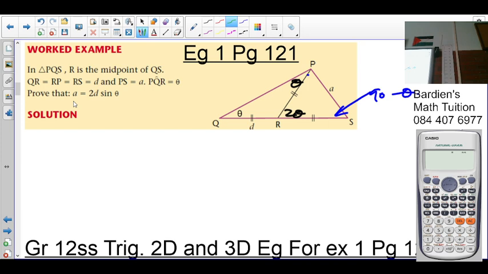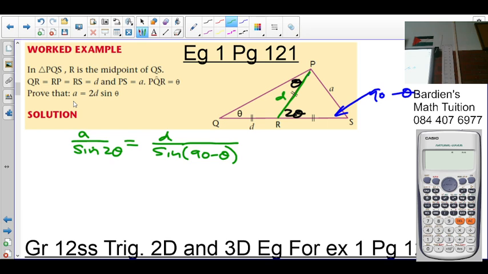Now we can go with the sine rule. Okay. So now we say, okay, A over sine of 2 theta equals, what is the value of, and what is the length PR? Also D. So it's going to be D over sine 90 minus theta.